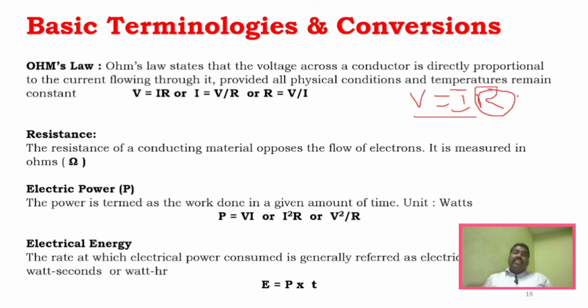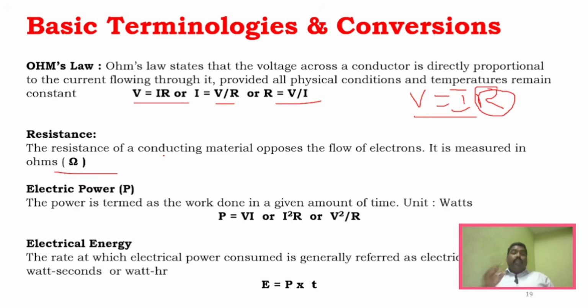And that is what we mentioned as V is equal to IR. This is a very, very important formula, where you can also rewrite it as I is equal to V by R, or R is equal to V by I. And resistance, I've already explained, is something that opposes the flow of electrons. A resistor is the one which resists the flow of electrons, and its unit is ohm.